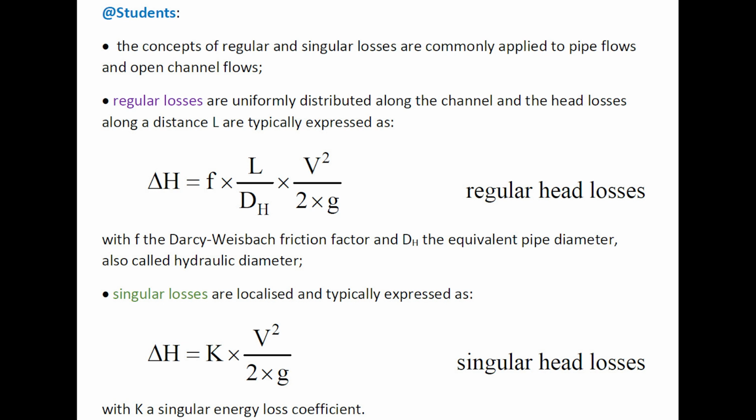Regular losses are uniformly distributed along the channel or the pipes, and the head loss along a distance big L is typically expressed as shown here: delta H equals f times L over dH times V squared over 2g, where dH is the equivalent pipe diameter. Singular losses are localized and typically expressed as delta H equals K times V squared over 2g, with K being the singular energy loss coefficient.